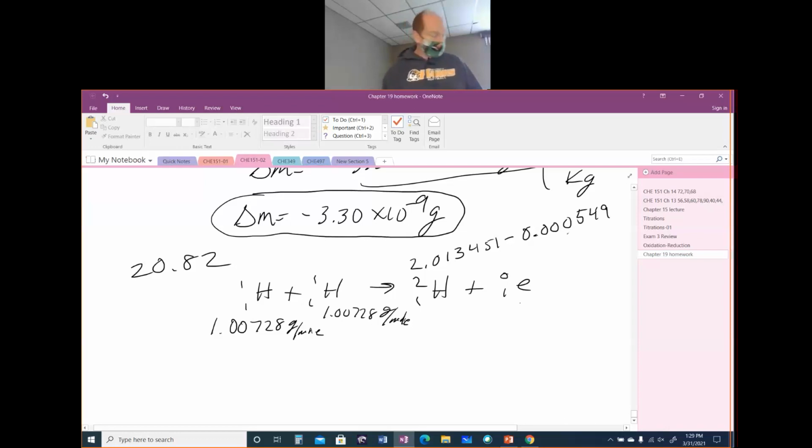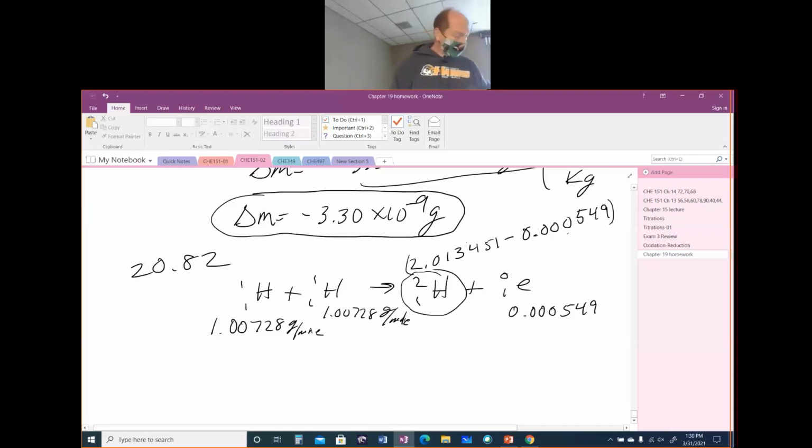All right, and so here is our positron. Our positron has the same mass as an electron, but it has a positive charge. And so this is your 0.000549. And so here we had to subtract the electron from this one. We did not have to do that over here because we are using the proton mass.